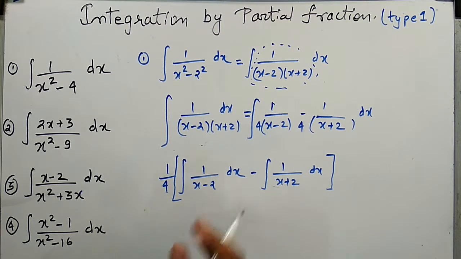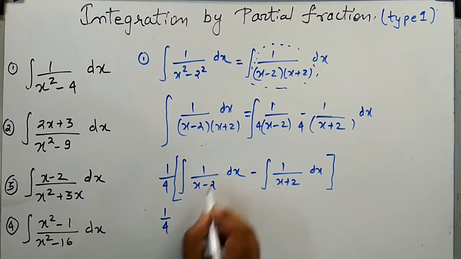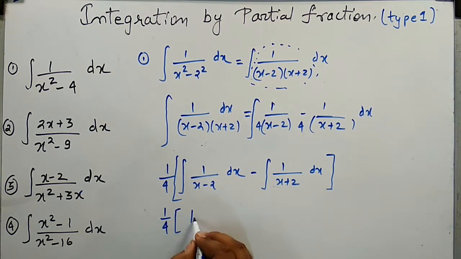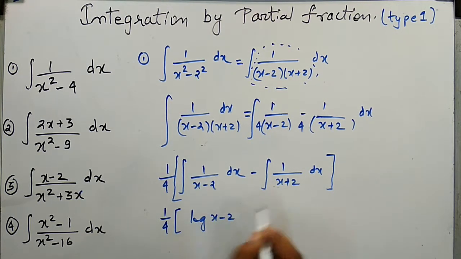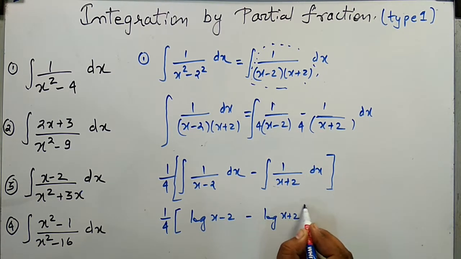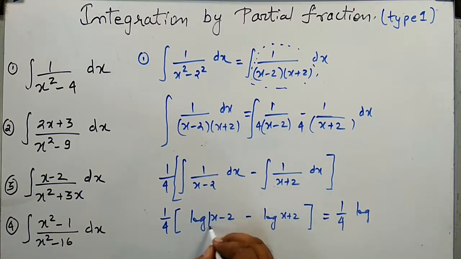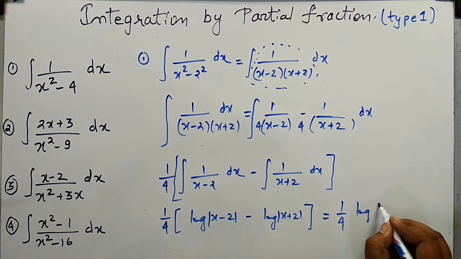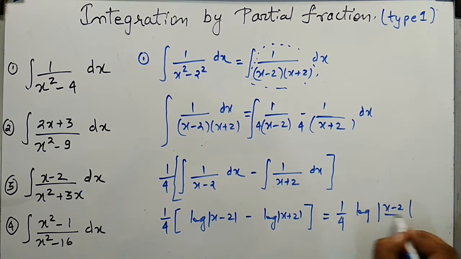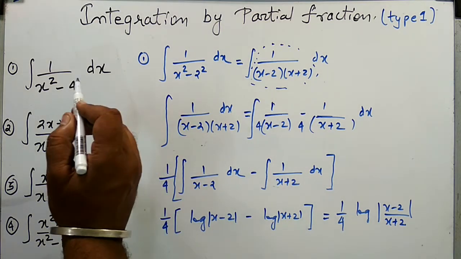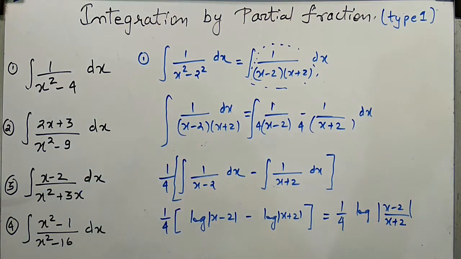Now if you integrate this, the integration of this would be log of x minus 2, and the integration of this would be minus log of x plus 2, and we can write this as 1 by 4 log of, sorry, we can put mod also, mod of x minus 2 divided by mod of x plus 2. So this is the evaluation of an integral of this type by the use of partial fraction.